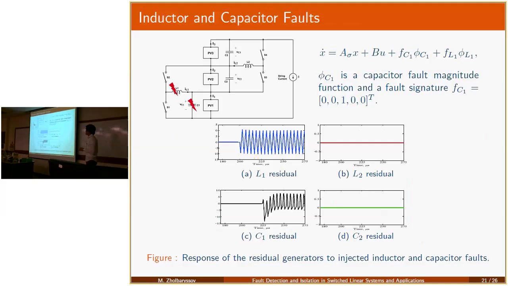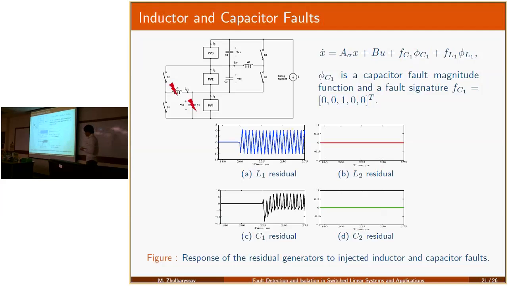And when we add the capacitor fault at time 225 microseconds, its corresponding residual oscillates, which is a good sign, and residuals for other faults do not respond to that fault. So in this example, we were able to isolate inductor and capacitor faults using our fault detection filter.